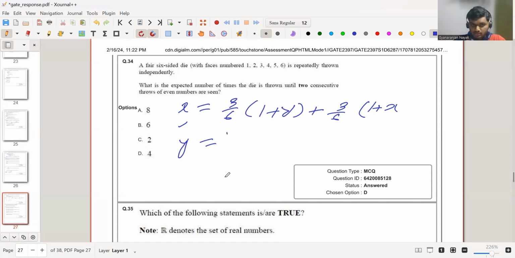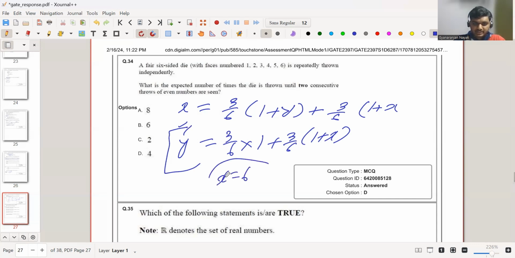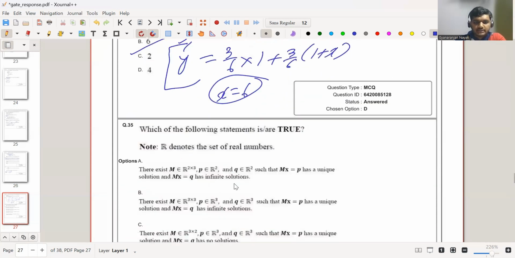So y equals 3 by 6 into 1 plus 3 by 6 into 1 plus x. If you solve these two equations, you will find x equals 6. Okay, so option B is correct. We'll proceed to the next.